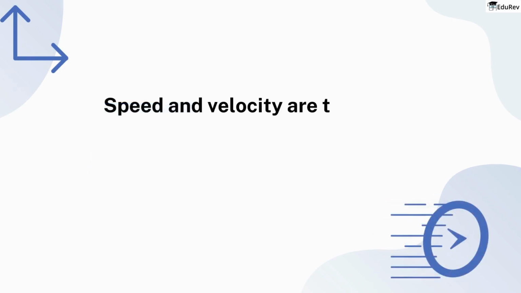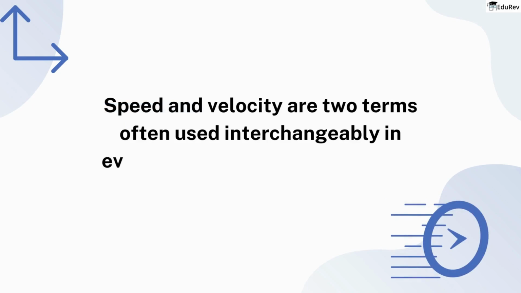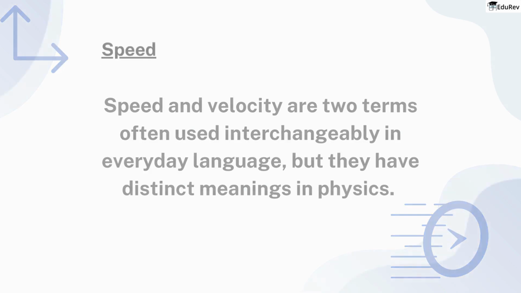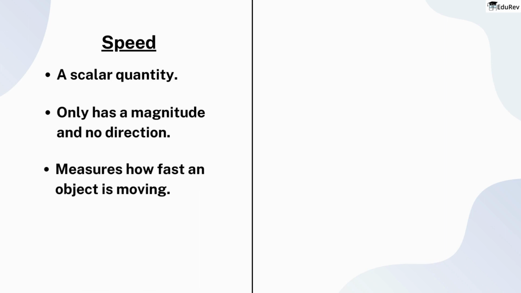Speed and velocity are two terms often used interchangeably in everyday language, but they have distinct meanings in physics. Let's look at them side by side using examples related to motion in a straight line. Speed is a scalar quantity, which means it only has a magnitude and no direction. It measures how fast an object is moving.